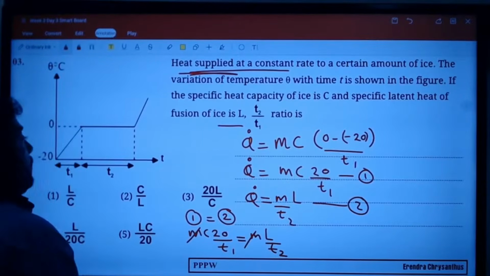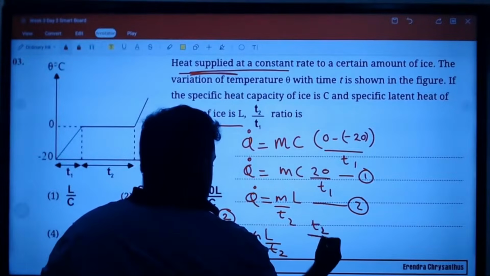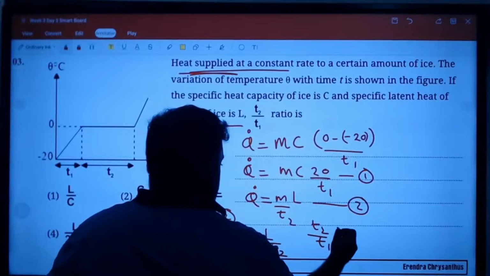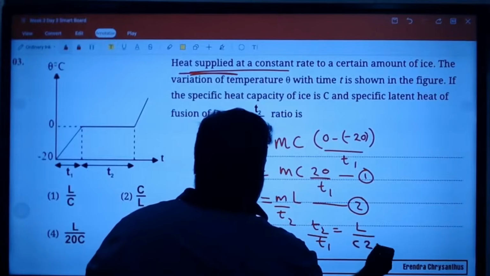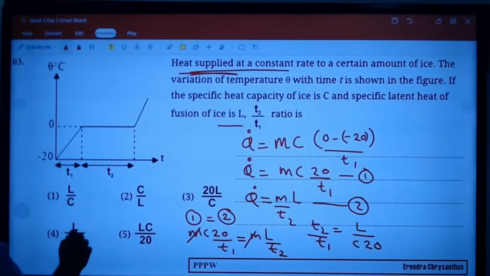M cancels off. What are they asking you? T2 over T1. T2 divided by T1 is L divided by C20. Answer number 4. Write down.